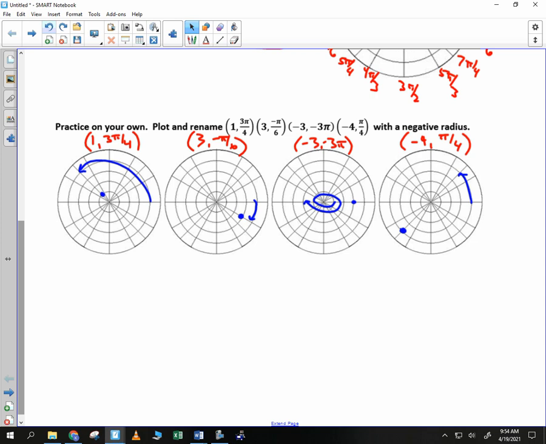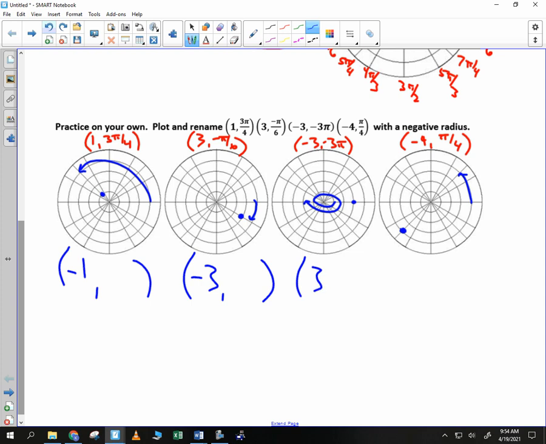Okay. Now what I would like you to do is rename this so that it has negative 1 as a radius. Rename this so it has negative 3 as a radius. Rename this so it has positive 3 as a radius. And rename this so it has positive 4 as a radius. Go ahead.